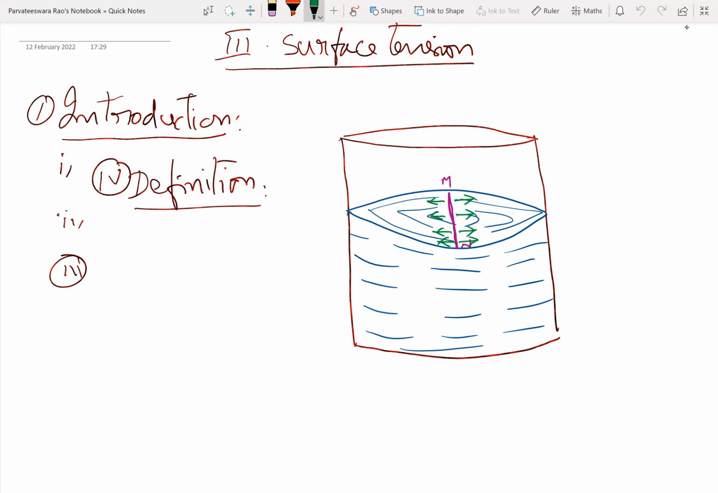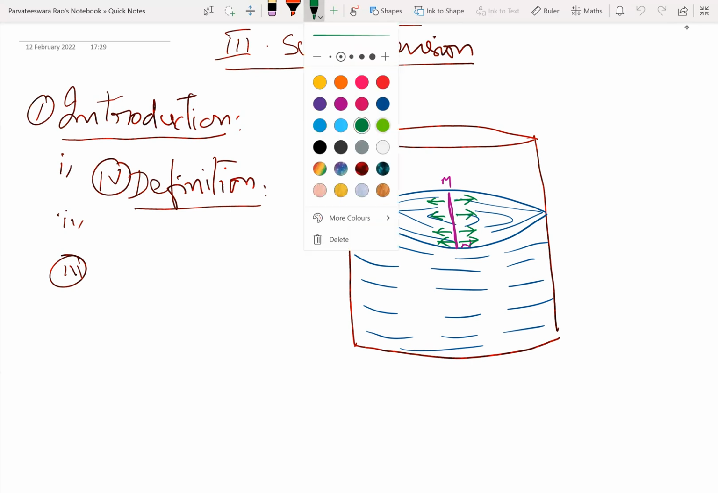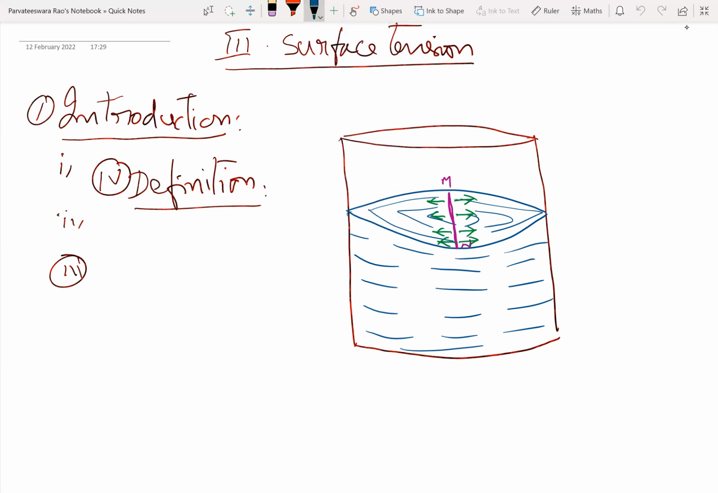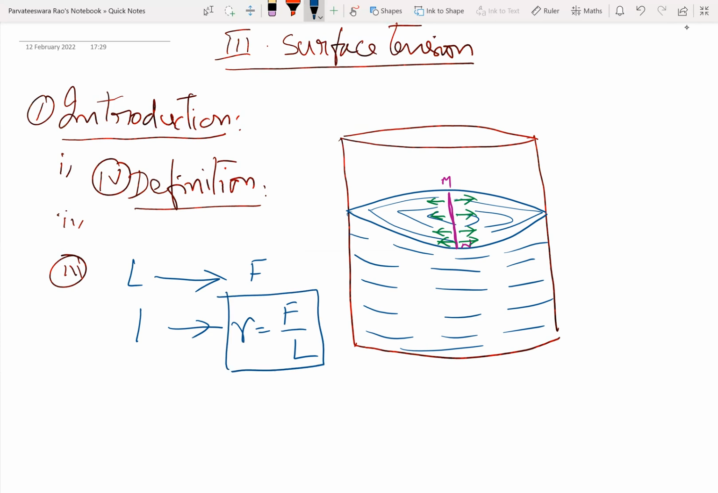So if the length of the imaginary line is L and the tangential force acting is F, per unit length of this imaginary line, what is the force? So F by L, this is called surface tension, represented by gamma. I repeat, the tangential force acting at right angles per unit length of an imaginary line drawn on a free liquid surface in equilibrium is called surface tension.